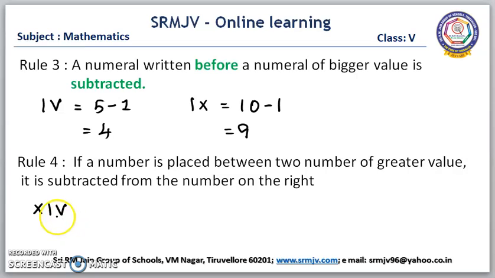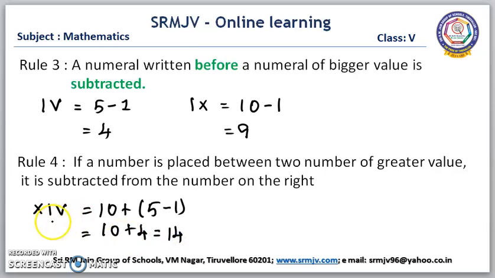Is it clear? I is placed between two numbers of greater value. So we have to subtract the value of I from the number on the right. So the value of X is 10 plus we have to subtract 1 from 5. 5 minus 1. So 10 plus 4, 14. The value of the Roman number is 14.